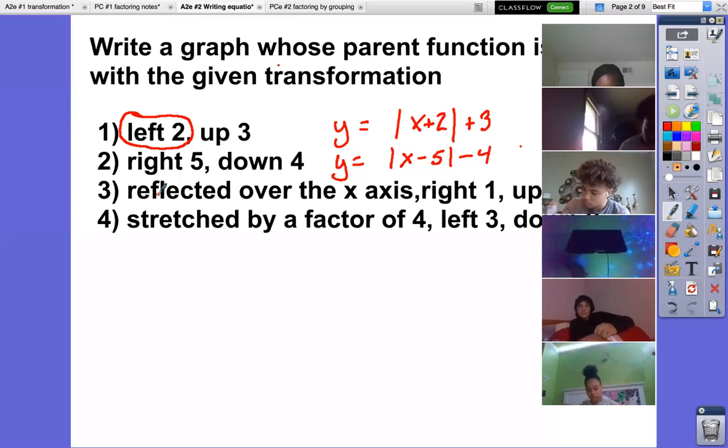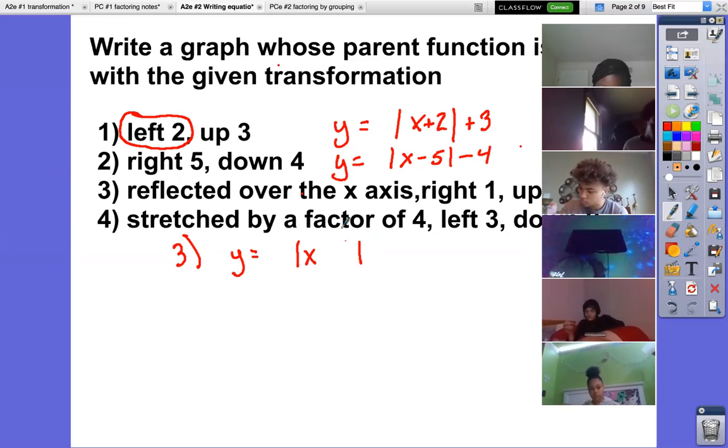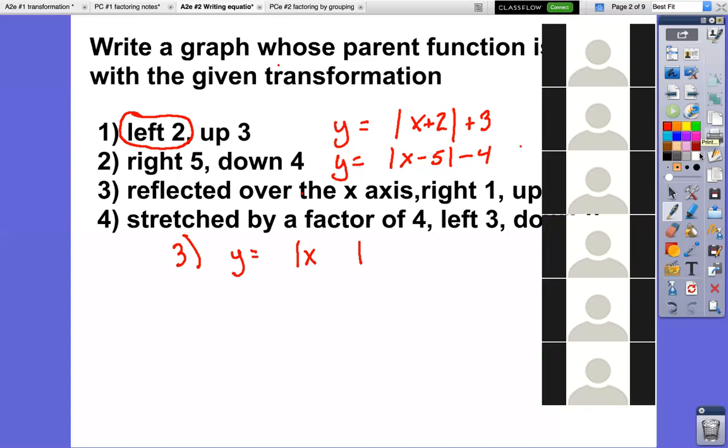Now, number 3, it says reflected over the x-axis. At the very end, we will talk about reflected over the y-axis. It's pretty simple. And then right 1, up 6. So number 3, I'm going to put down here. Again, I'm going to start with the parent function, something kind of like this. All right, reflected over the x-axis, I'm going to change screens here.